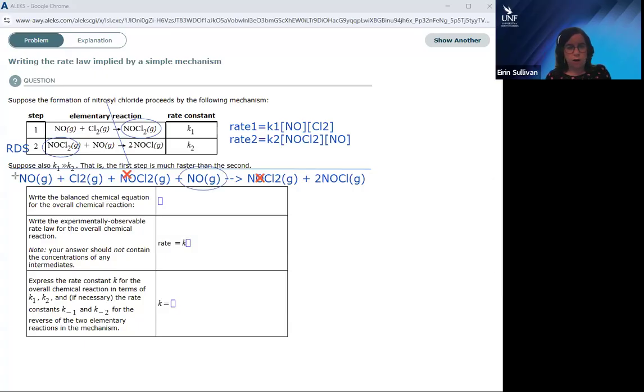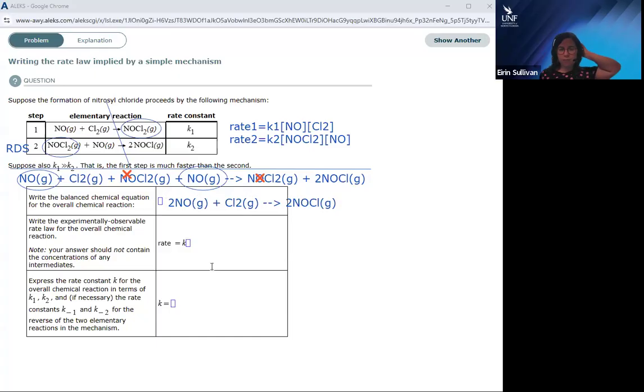We can gather our nitrogen monoxide. So our overall equation should be of the form 2NO gas, state symbols are important, plus Cl2 gas goes to our product, nitrosyl chloride, NOCl, and that should be balanced.